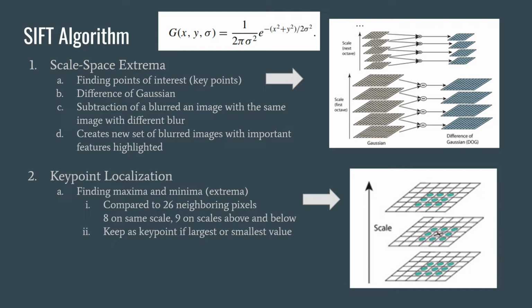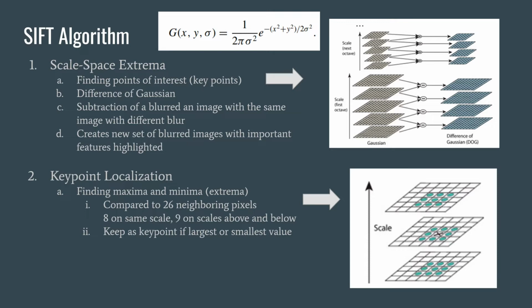Next, one blurred image is subtracted from an image with a different blur on the same scale to create a brand new image. This process results in a set of new images where the majority of the noise has been removed and contains only the key features such as the edges of the object in the image. With the new set of images, we can now identify which key points should be kept and which should be discarded in the key point localization phase.